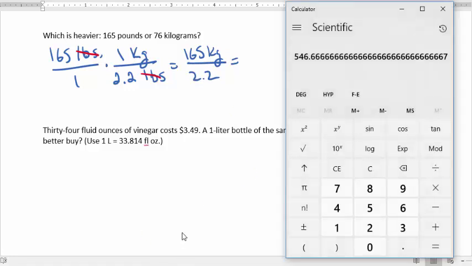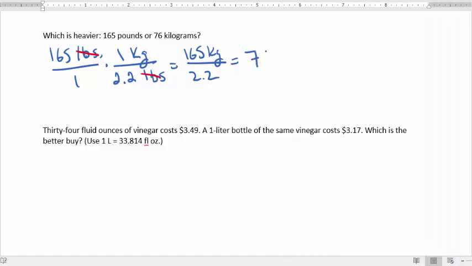So it's really 165 kilograms divided by 2.2. And when we punch this in, it's 75. So that's 75 kilograms. So 75 kilograms is actually slightly less than 76 kilograms. So 76 kilograms is going to be the heavier one. Because 165 pounds was 75 kilograms, which is less than 76 kilograms. But again, they're very close, just like in the last one.